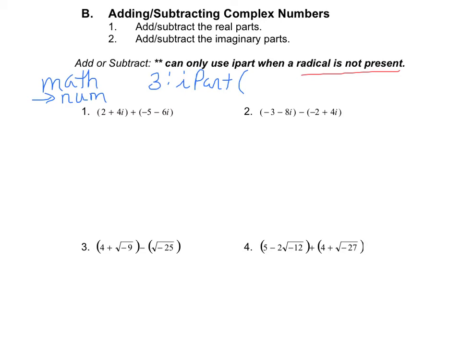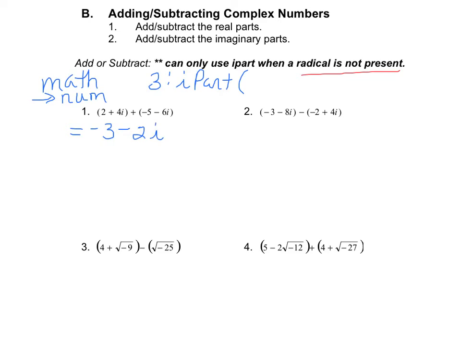Taking a look at number 1, we're adding complex numbers because there are i's there. They're imaginary numbers. So we're going to add the reals and then the imaginary parts. We're going to do this one with a little brain power. So 2 plus a negative 5, because they're both real numbers, comes out to be a negative 3. Positive 4i plus a negative 6i gives me a negative 2i. So there's my answer. Pretty easy.